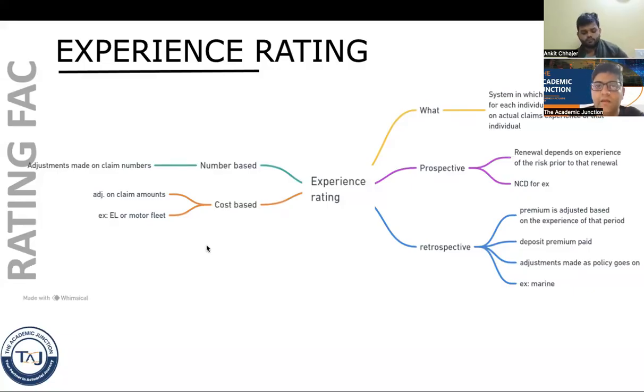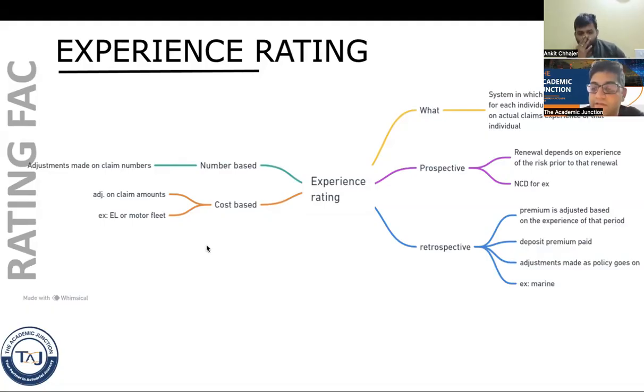Experience rating is when you use the individual risk data, historical claims data of that individual risk to price the future premium of that individual risk, right? There are two types of experience rating systems. One is prospective and the other one is retrospective. And it's a little woozy how they work, right? Prospective is when the renewal depends on the experience of that risk prior to the renewal, right? NCB is a perfect example of a prospective rating system.